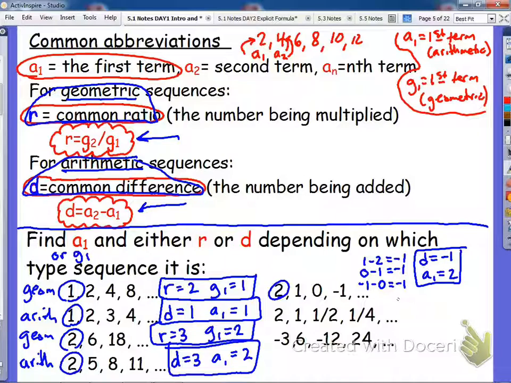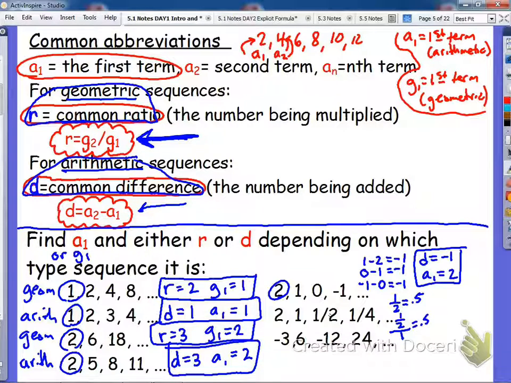So here's what you do. If you think that it's geometric, then you're going to use this formula right here, and you're going to divide the second number by the first number. So the second number is a 1. I'm going to do 1 divided by 2, and what do I get? 0.5. I get 0.5 if you're doing decimals. What about 1/2 divided by 1? What is that? 0.5. You could also do 1/4 divided by 1/2.